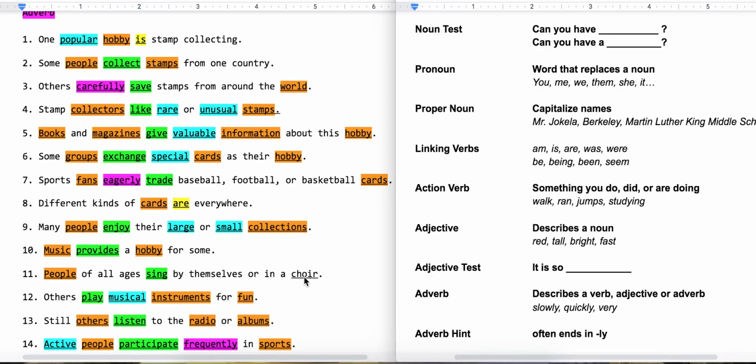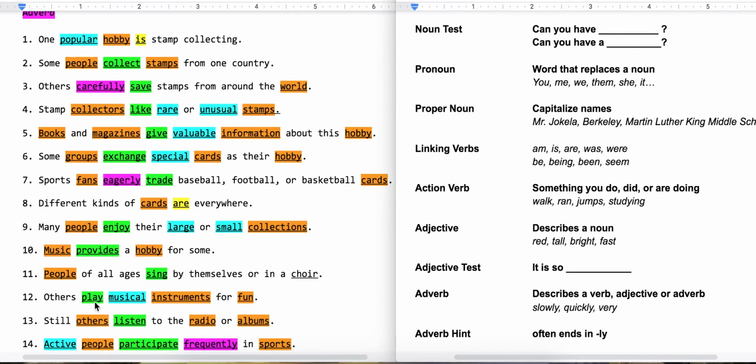And then choir should be highlighted. That's actually a noun. I'll go back and fix that later. That's a noun. Can you have a choir? Yes. Churches have a choir, for example. Others play musical instruments. Now, this is something you do in this case.